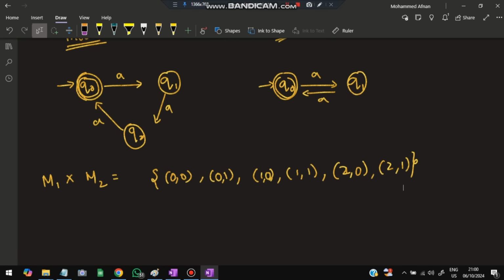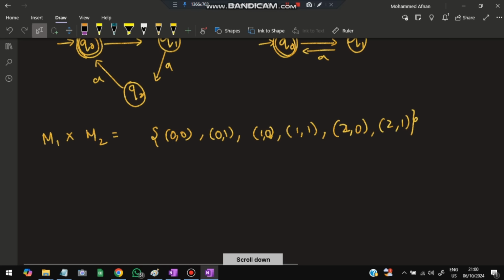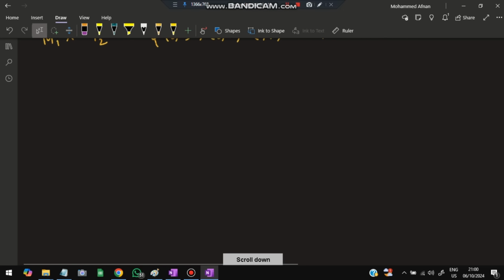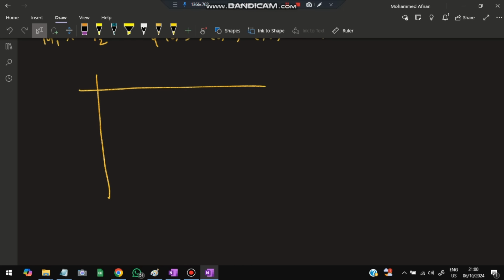After this point, you have to make a table in the following format. Let's make a table. Here you have to write the function p, q. P is the remainder for mod 3 and q is the remainder for mod 2. Now the same things we'll be writing here: 0, 0, 0, 1, 1, 0, 1, 1. I'll write in a different order here.